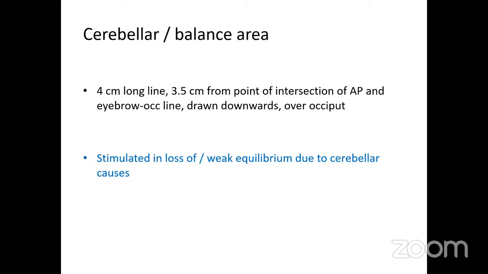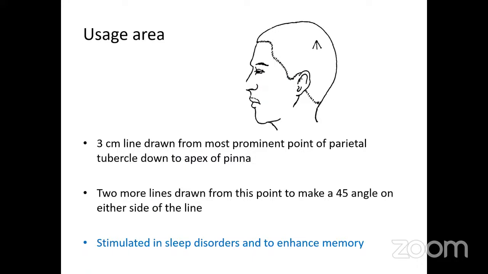And the balance area is also a 4 centimeter line, but it is 3.5 centimeters lateral to the midpoint of the occipital protuberances on the eyebrow occipital line. It is for any problem with equilibrium, particularly of cerebellar origin. So this is what is known as the balance area and can be stimulated for people who have balance problems. Very important area. Now the usage area.